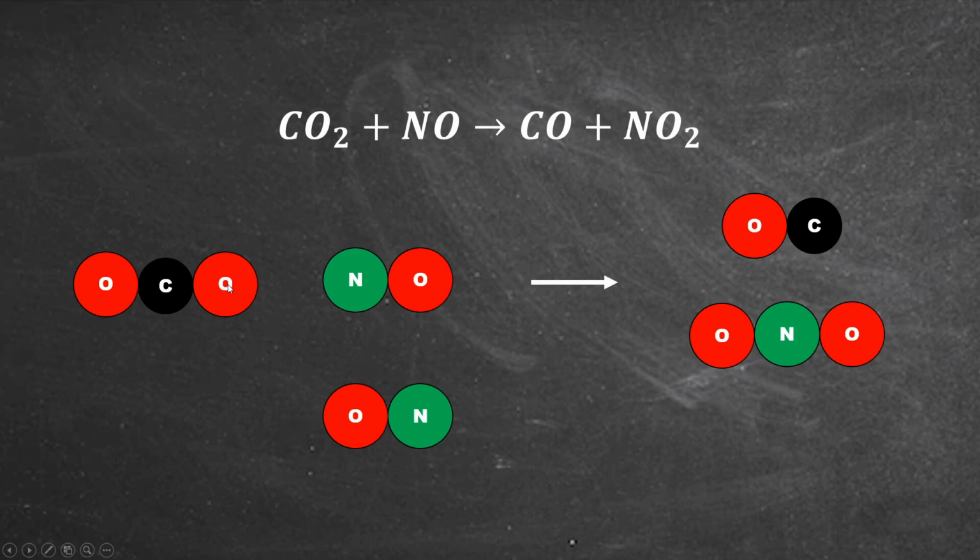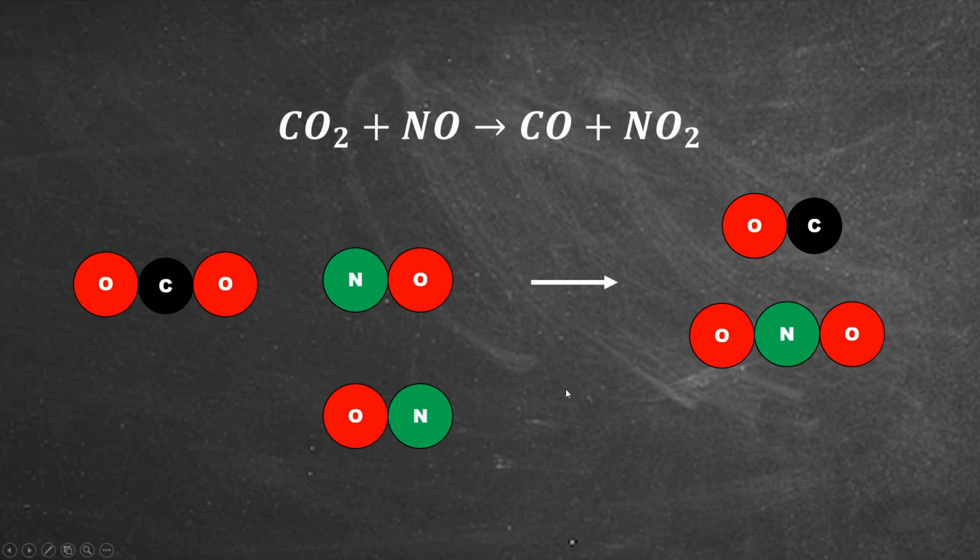What could happen in that case is that the bond between carbon and oxygen could break, and a bond between nitrogen and oxygen could form. Notice now that our reactants are the same as our products. So in this case, orientation allows for the reaction to proceed.